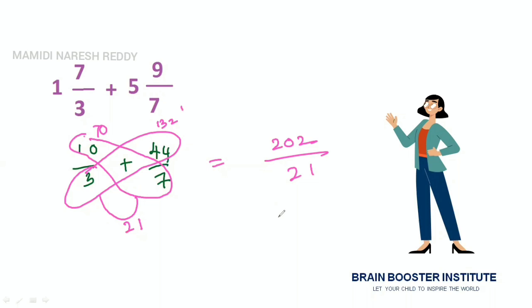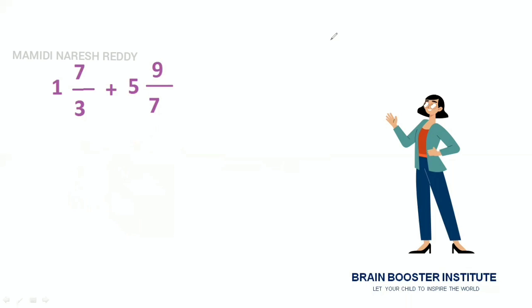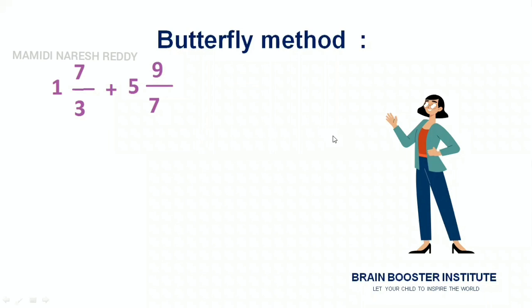Is there any confusion? I think there is no confusion, my friends. It's a wonderful method. It's easy to understand and also a very fast method to add any type of fractions. I hope you got it. Now let us take one more example, my friends, to help you understand better.